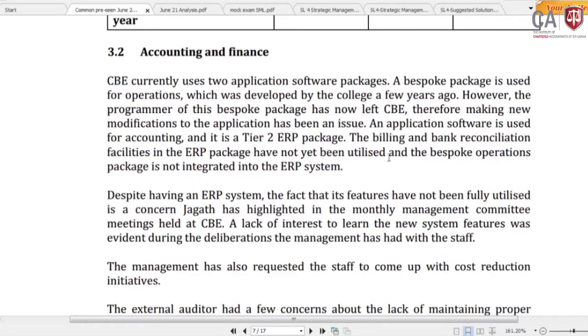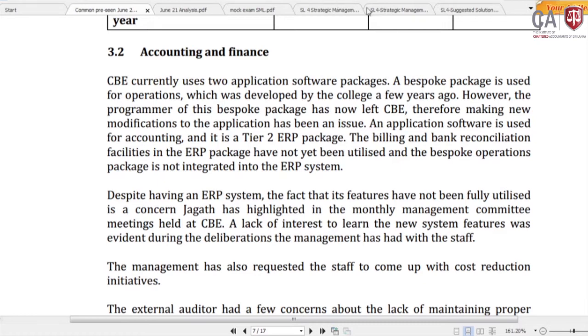Yes, see, accounting and finance, they mentioned that they have two application packages. One is a bespoke package for operations, and the other one is application software for accounting. They are isolated packages, not integrated packages. So what you can do is introduce some integrated packages. For example, we'll say an ERP system can be introduced, then that will be useful for this organization.